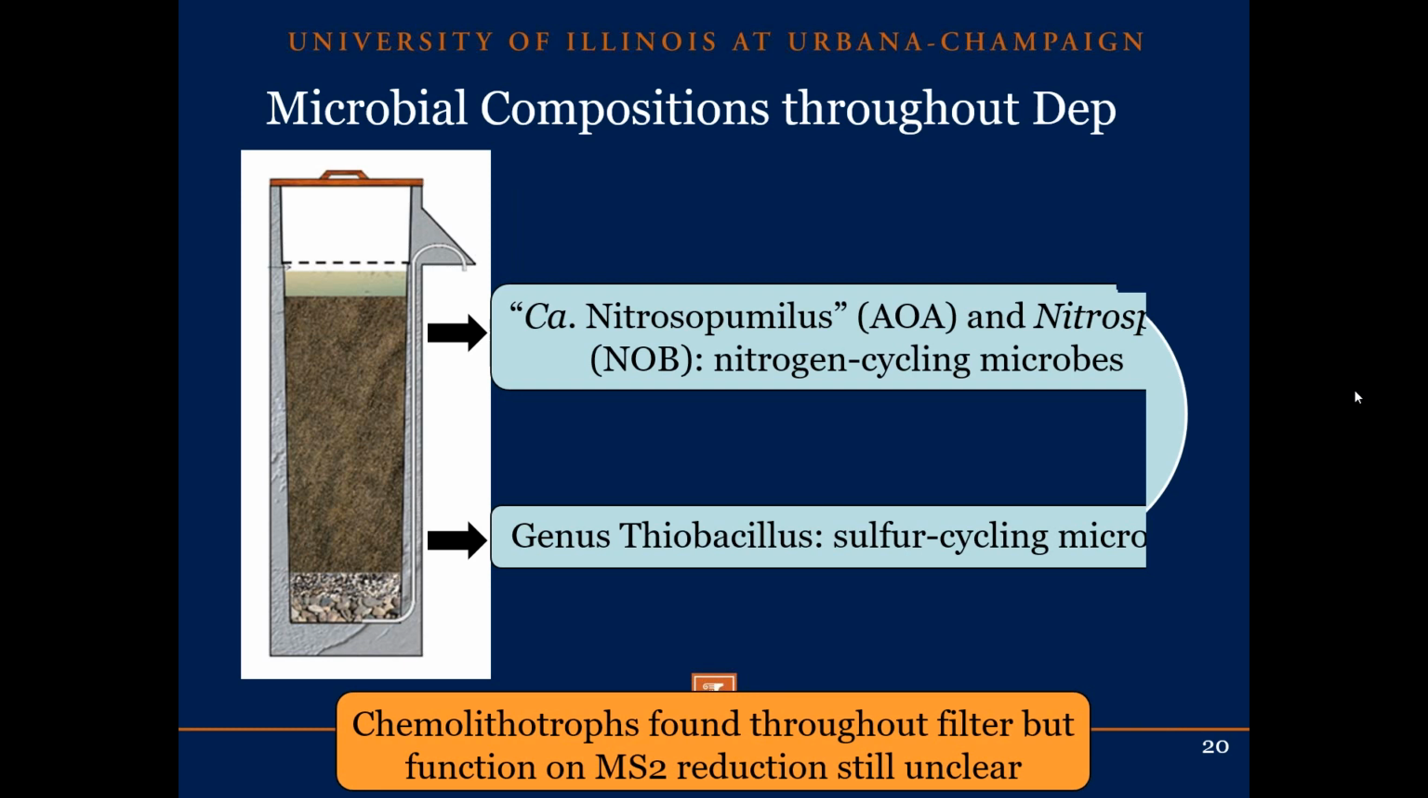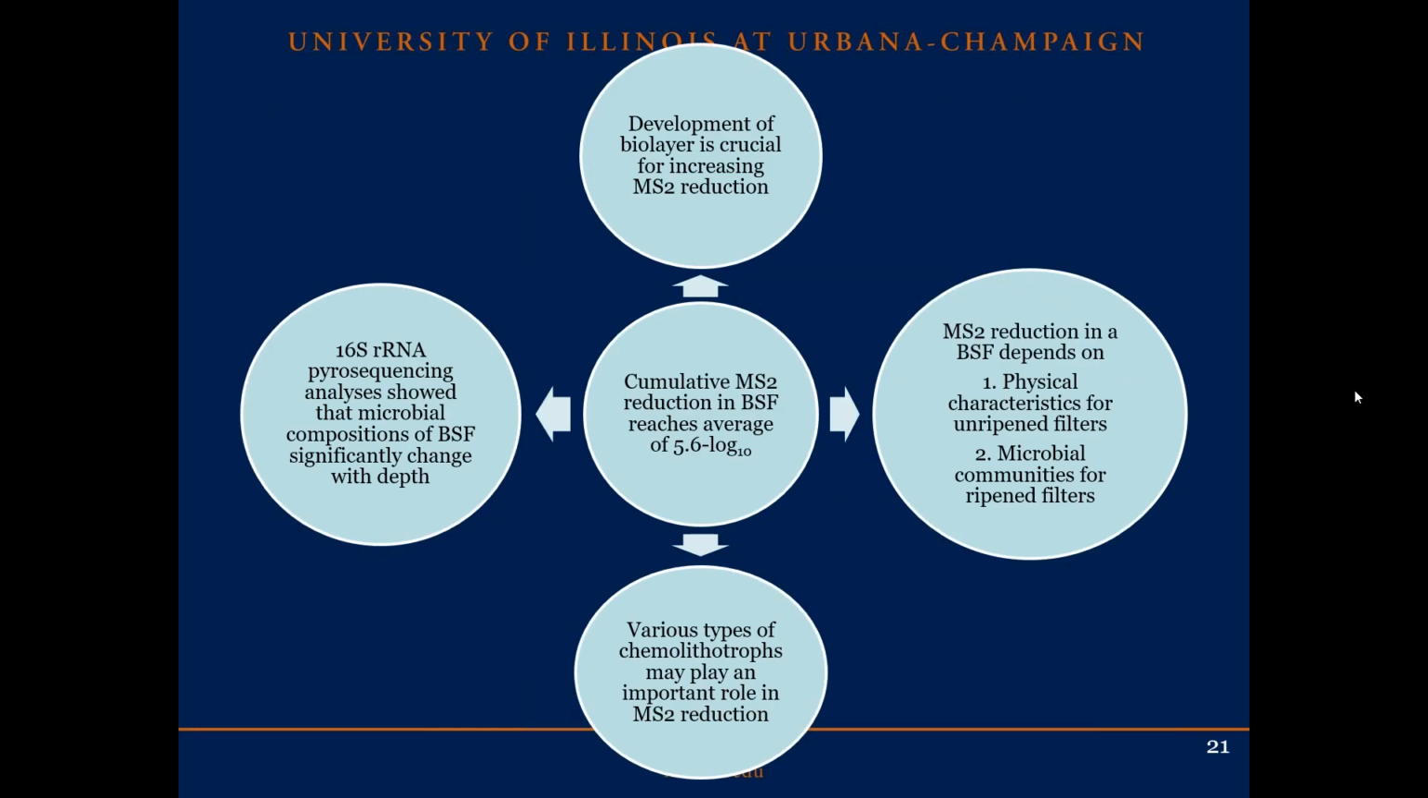One of the most important observations in our sequencing analysis is the detection of chemolithotrophs that were found throughout the entire filter. In the lower depths of the filter, we saw Thiobacillus, which is a sulfur cycling microbe, and those dominated there. In the top parts of the filter, we saw Candidatus Nitrosopumilus, which is an ammonia oxidizing archaea, and also Nitrospira, which is a nitrite oxidizing bacteria.